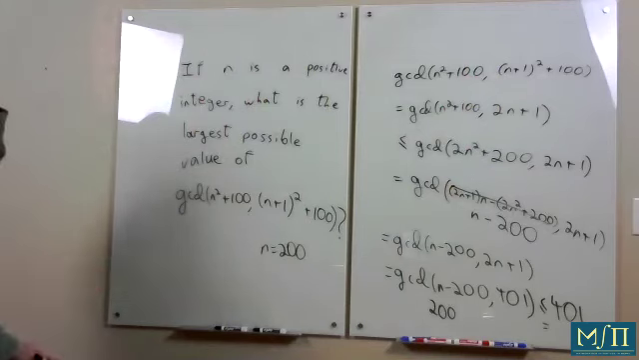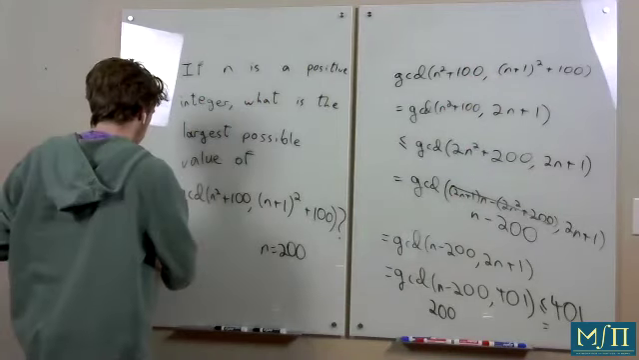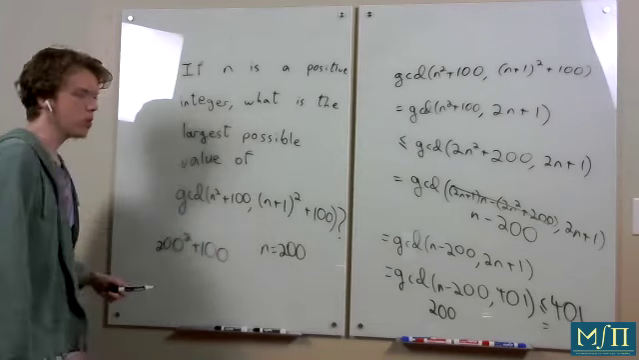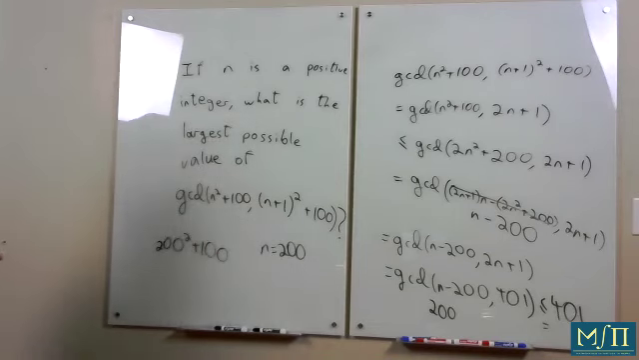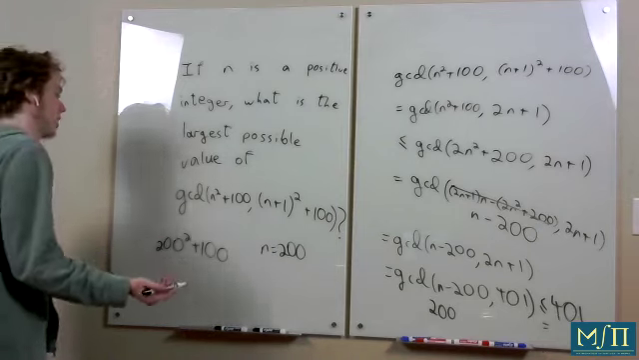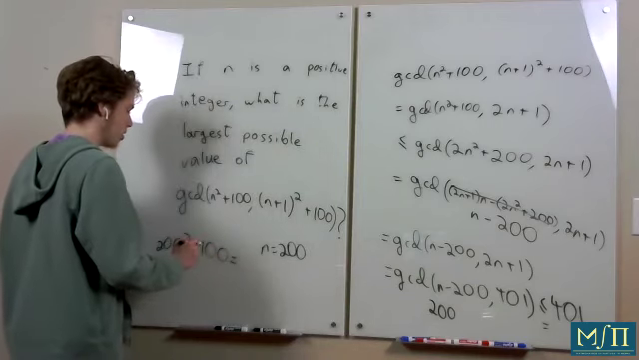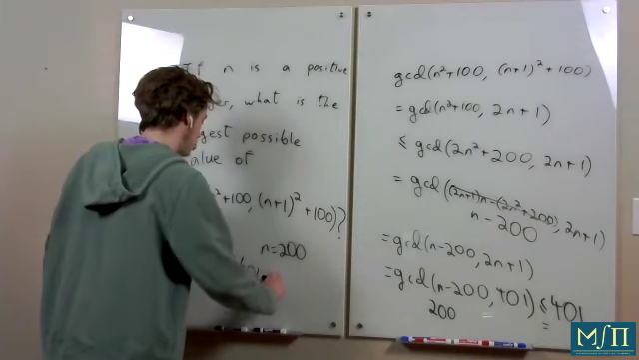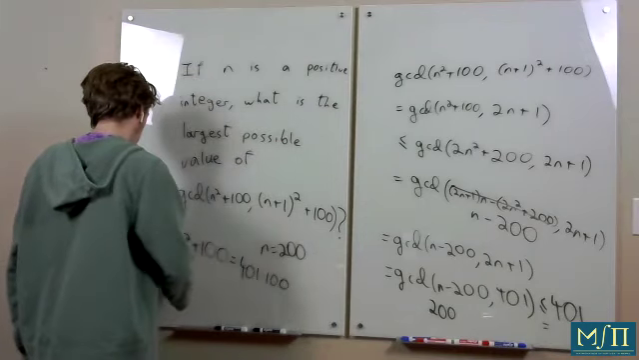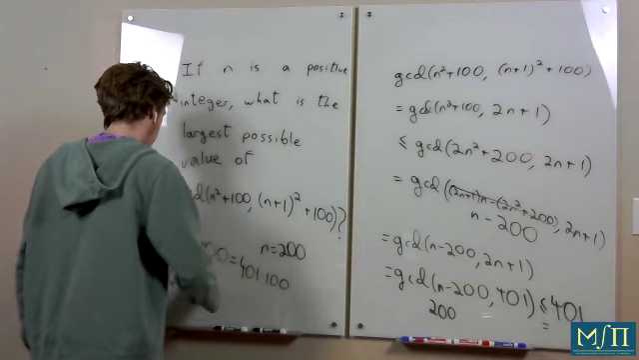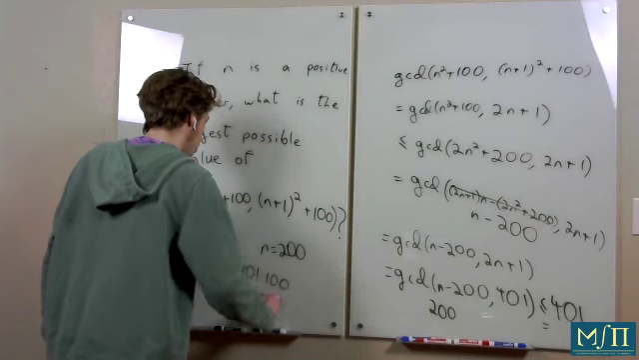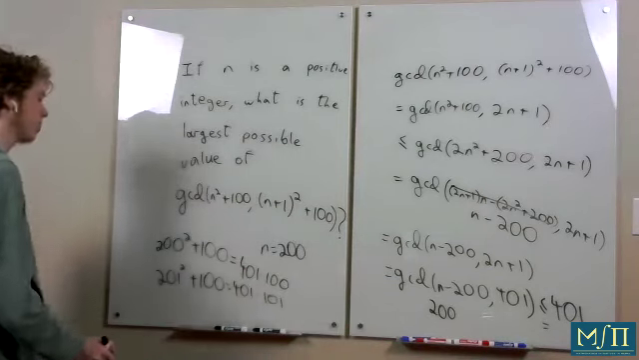Also, you could just check that it works. 200 squared plus 100, which is easy. And you might want to just do that anyway, just sort of to check that you did it correctly. This is 40,100, which is 401 times 100. 201 squared plus 100 is 40,501, which is 401 times 101. So yes, the GCD is 401 in this case.